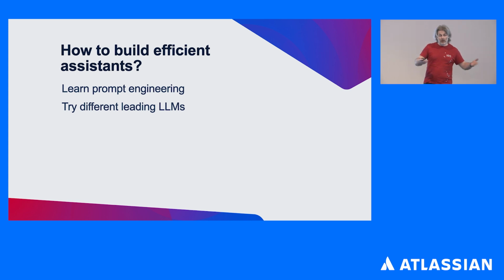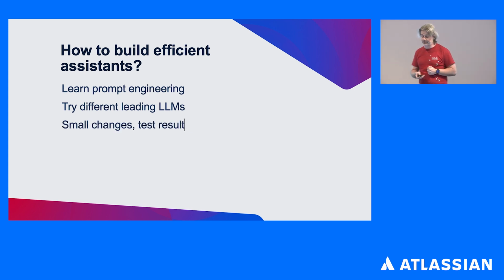Also, try different leading LLMs. Initially, everyone was just talking about OpenAI and ChatGPT. But during the last year, there is a vast majority of different models which are all top leading models. So try also Google Gemini, try Anthropic models, and nowadays there are a lot of open source models like Llama from Meta or DeepSeek from China, etc. There's a vast majority of very good models, and you might get different results.